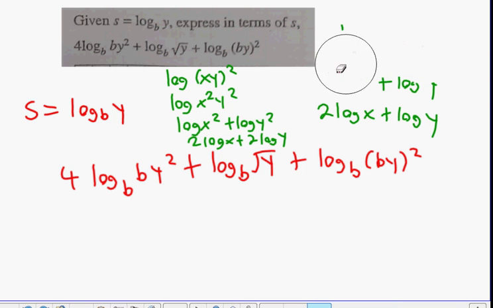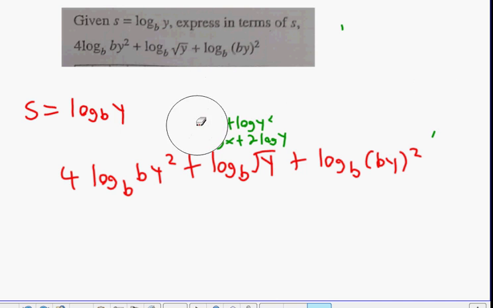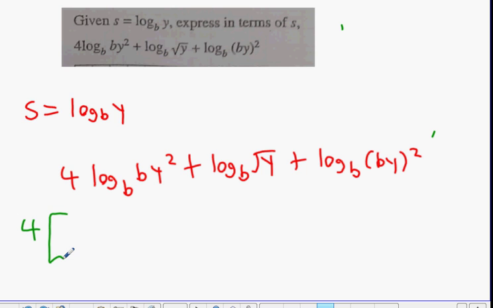Okay, so here's what you're going to do next. You could technically bring the 4 in there, but before that I'd break them up. So what do we get here? Break up the b and the y squared. Log b base b plus log y squared base b, with 2.